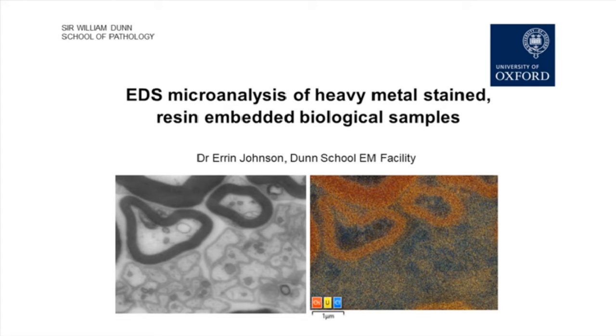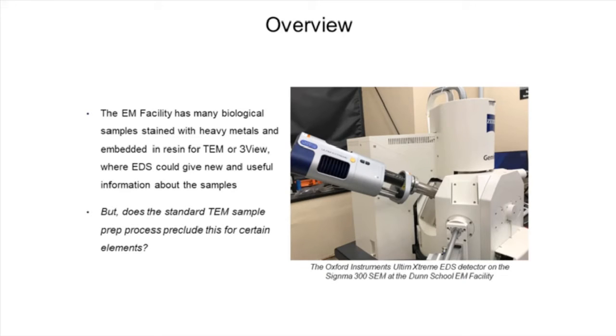So you've just heard about the many sample preparation options available for doing EDS on biological samples, and in this section of the webinar I'm going to give you examples of applying EDS to heavy metal stained resin embedded samples. We've had the Oxford Instruments Ultim Extreme detector on our SEM in the Dunn School EM facility for about 5 months now, and have been using it with a range of different samples, including whole mount cells prepared for SEM and with resin embedded TEM samples.